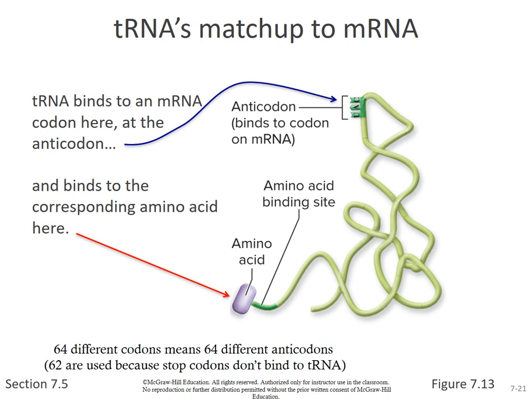The tRNAs match up to the RNA. The tRNA binds to the messenger RNA codon through the anticodon and binds to the corresponding amino acid. So on another location, the amino acid is going to be attaching to the other amino acid, the binding site of the other amino acids that are building the protein.